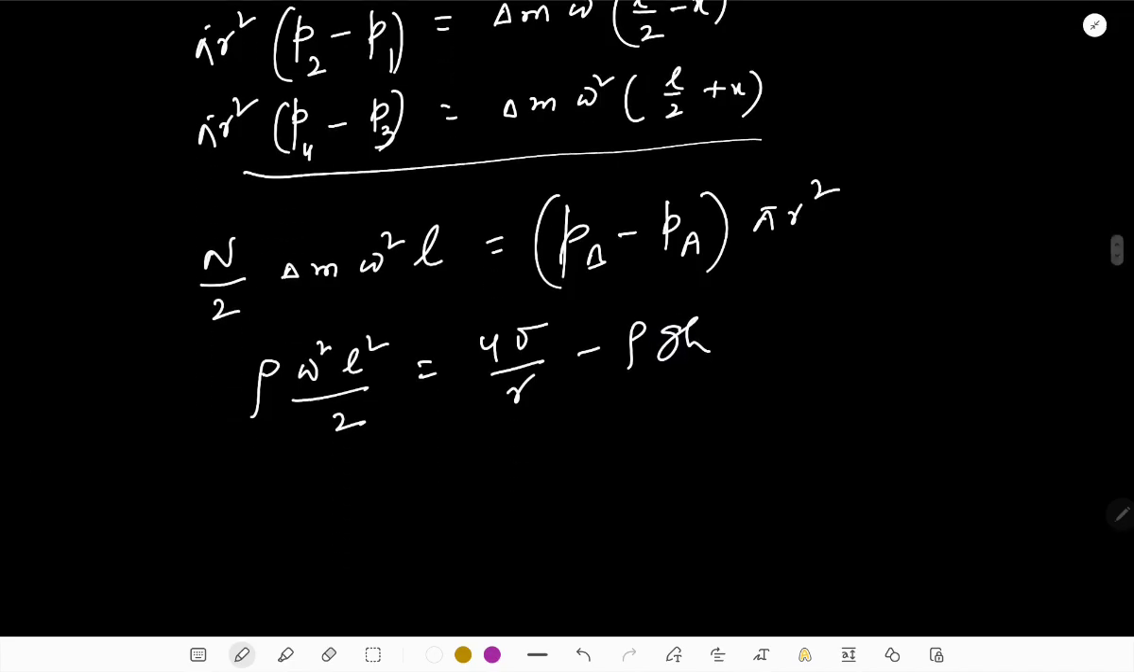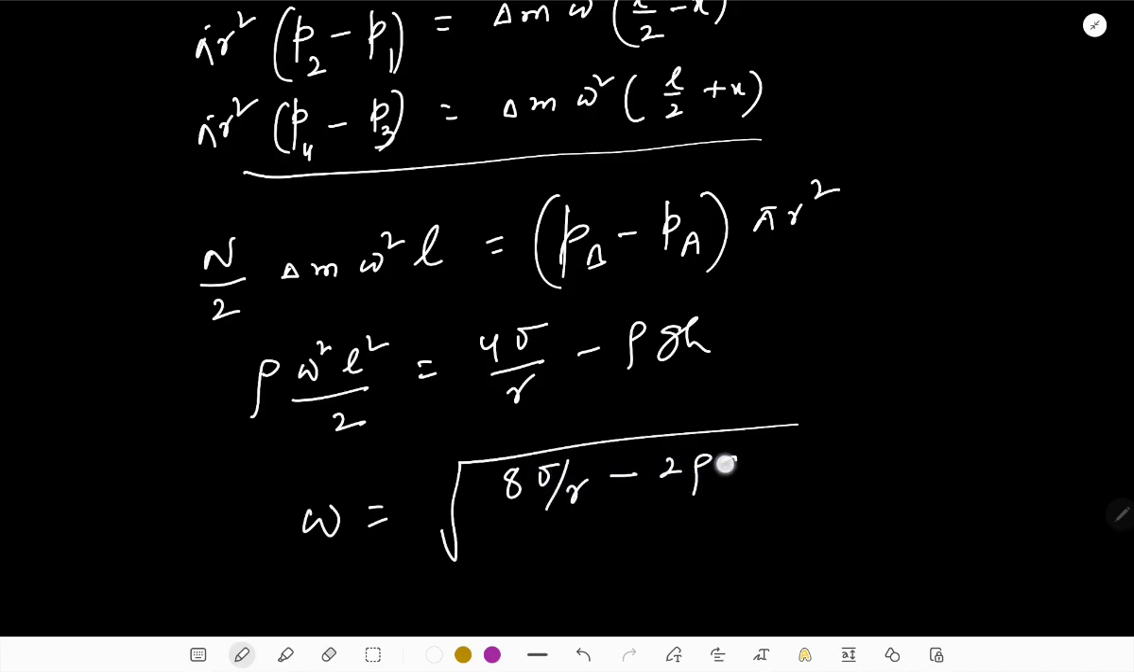And now you can calculate the value of omega, and this omega you are definitely going to get as the square root of 8 sigma upon r minus 2 rho gh divided by rho L square, and the problem is solved.